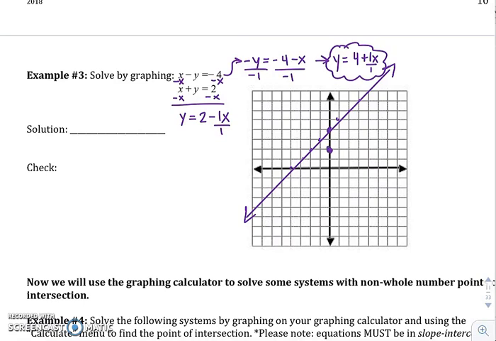So if it's positive, we go up and to the right. If it's negative, we go down and to the right. So we're going to go down 1 over 1. And then draw in that line. And our point of intersection, our solution is going to be where those two lines intersect. So negative 1, positive 3.